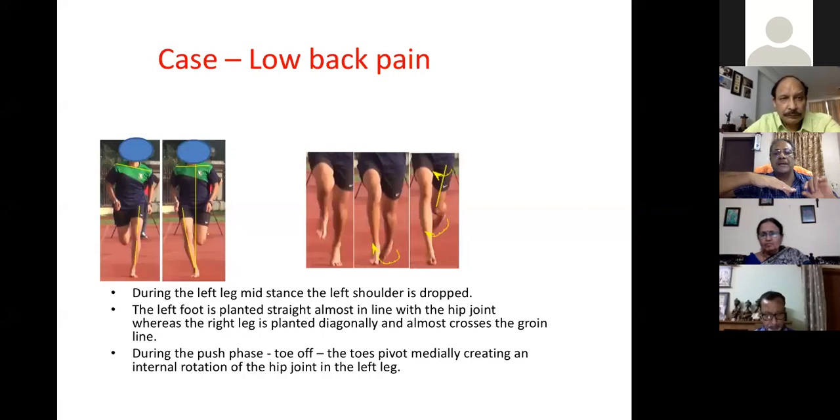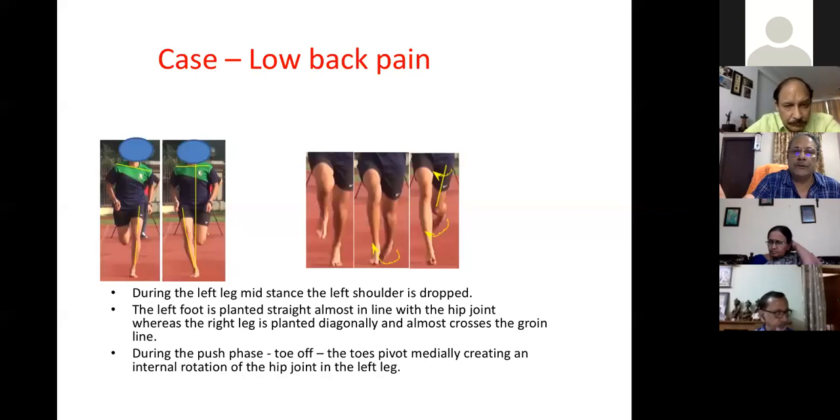So what is happening when the toe off is taking place? There is still 1.5 inch of shoe left. So when the push off is done, there is pivoting of the foot, and that leads to internal rotation of the foot, and leads to low back pains, because continuously the hip joint and the pelvis are turning, anterior and posterior movements are taking place, and that led to low back pains.